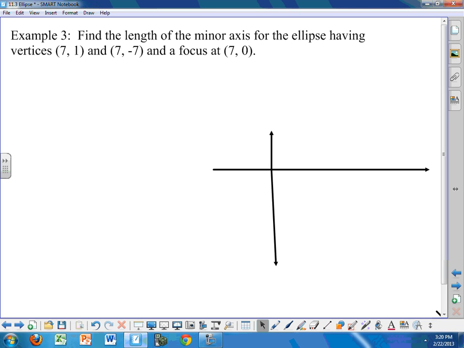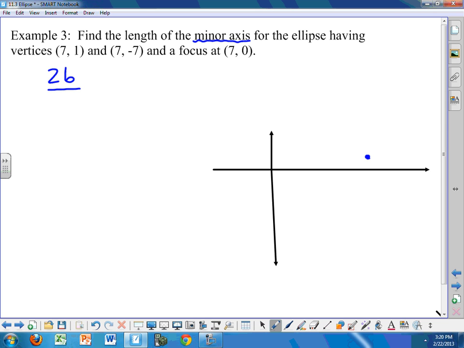Welcome back to the Algebra 2 series, and today we're looking at three brief examples dealing with the ellipse. First example here shows the statement that we're to find the length of the minor axis. Of course, we know that the length of the minor axis comes out to be twice b, so that's what we're looking for. And they give us vertices at (7, 1) and (7, -7).